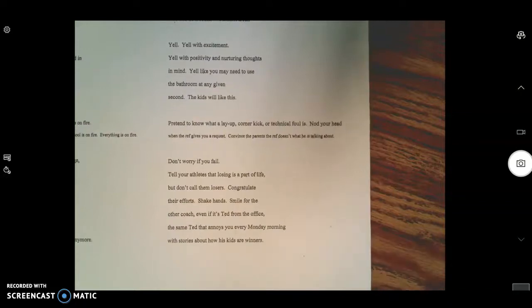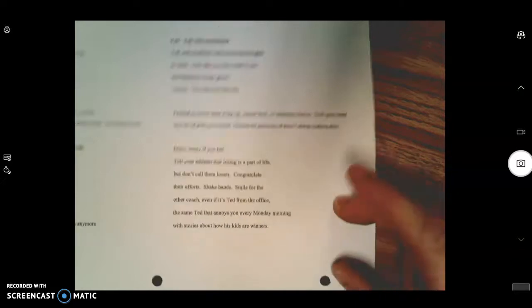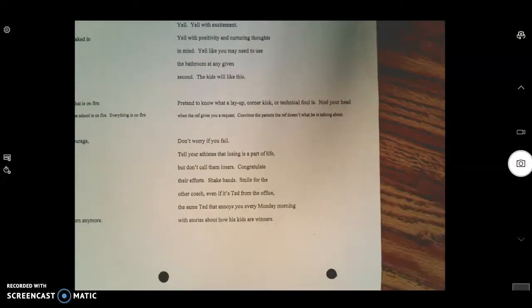Don't worry if you fail. Tell your athletes that losing is part of life, but don't call them losers. Congratulate their efforts. Shake hands, smile for the other coach, even if it's Ted from the office. The same Ted that annoys you every Monday morning with stories about how his kids are winners. The struggle, right? Struggle. Right?